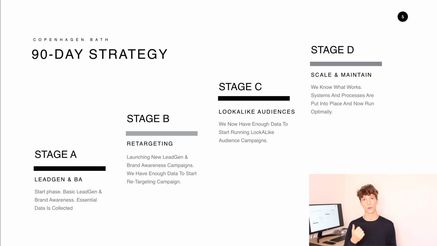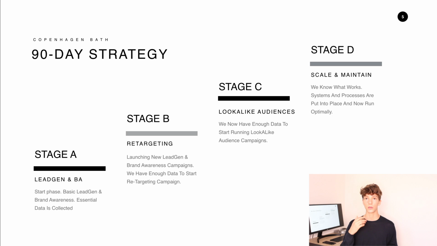But you can see there are 4 stages, stage A, B, C, and D, and each of these stages is a month, okay? So starting with stage A, what we did in stage A was just some standard basic lead generation and brand awareness campaigns. And this was because, as I said, they hadn't previously installed a Facebook pixel on their web shop previous to me working with them, so we didn't have any data for me to work with. And so therefore it was essential to do some basic lead generation and brand awareness campaigns just so we could collect some essential data to get started with more advanced advertising methods.